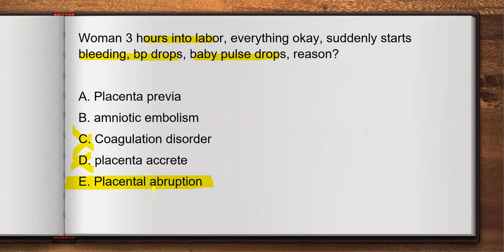Now, what if it's not an option? Then we only have amniotic embolism to choose. Okay, because this one cannot be the option. So in this case, we will choose placental abruption, not the amniotic embolism.